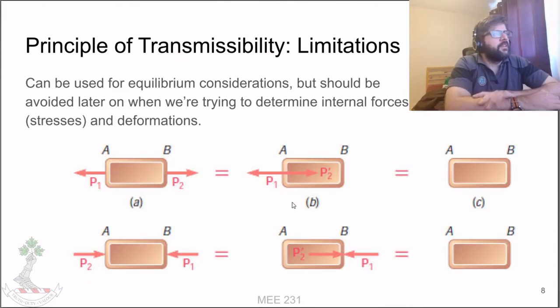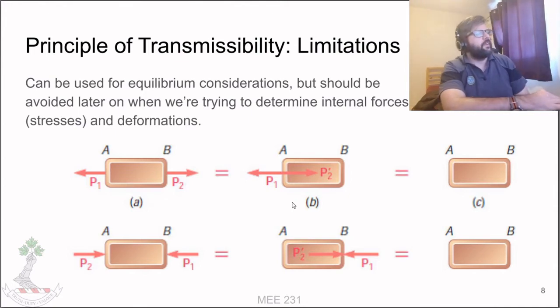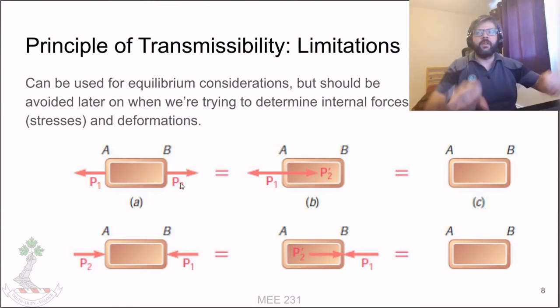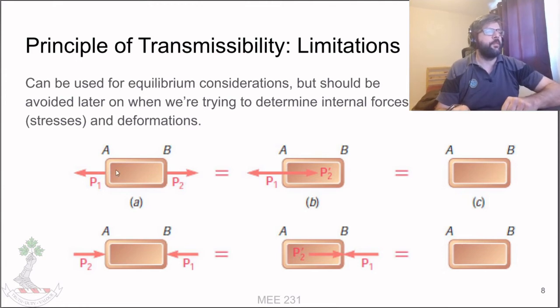So I'd like to emphasize that this is something that works for external forces. That having been said, it wouldn't necessarily be the same case if we're trying to look for internal forces. So for example, we've got this situation here. We're pulling on this object here from either side. From an external perspective, that's exactly the same thing as if we had both those forces located at A.